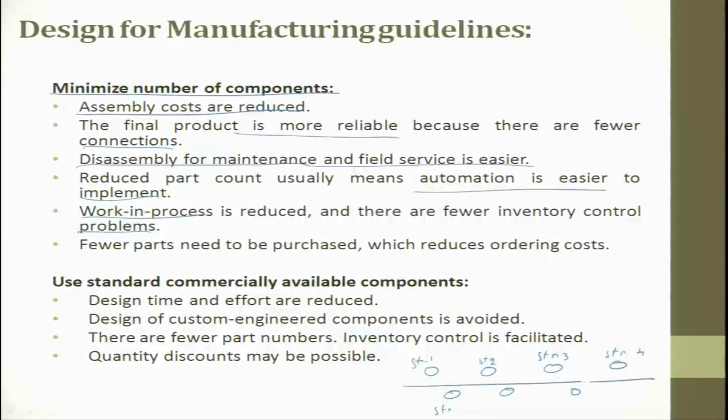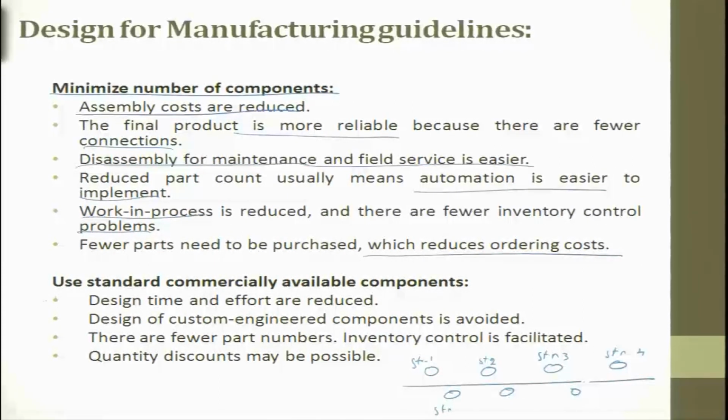Until I work on it more and convert it into some usable form, I cannot sell it. Till the time I can sell it, whatever happens is going to be an inventory record in my factory. So every company fights to reduce their WIP, that is nothing but work in progress. If you follow the principle that the number of parts should be minimized, I don't need to have so many stations. Fewer parts need to be purchased, which will reduce the ordering cost also.